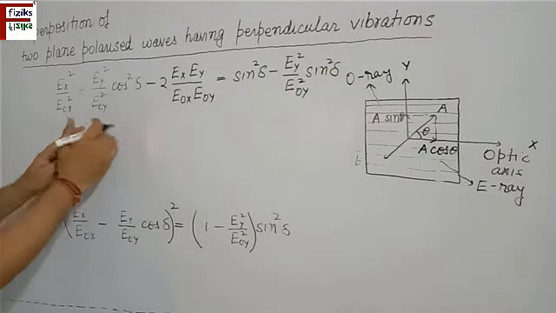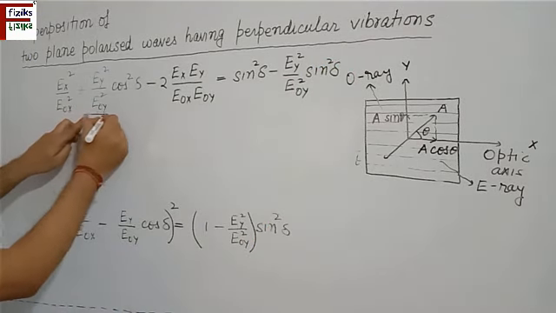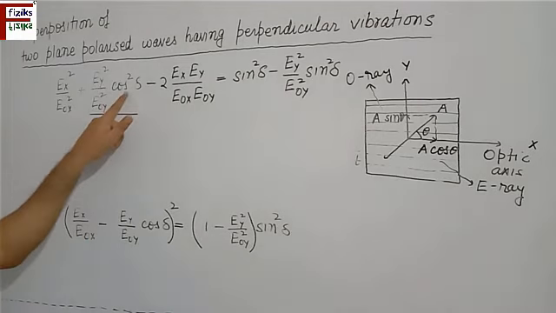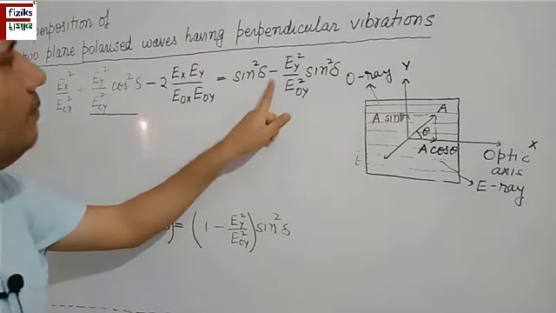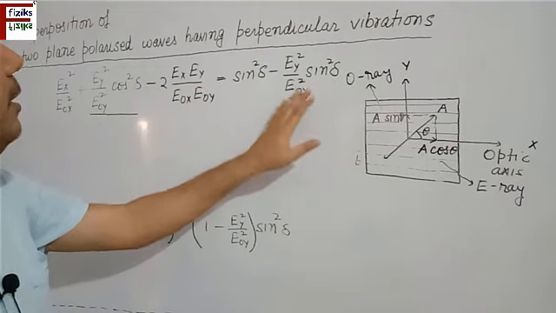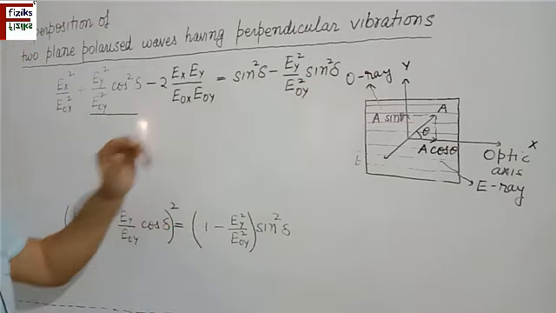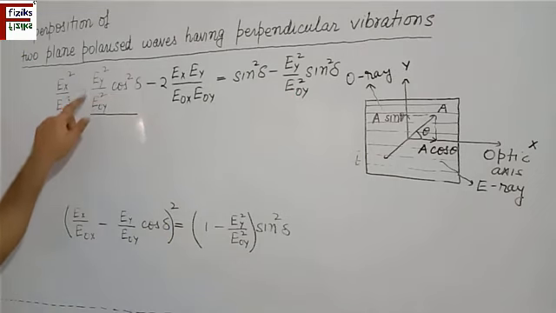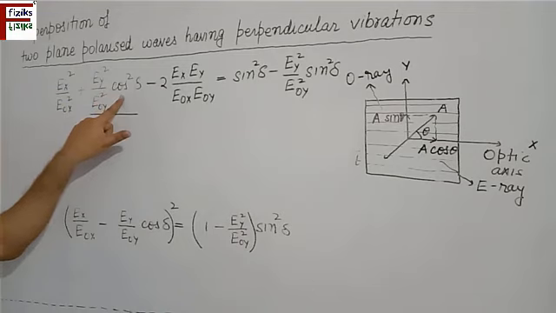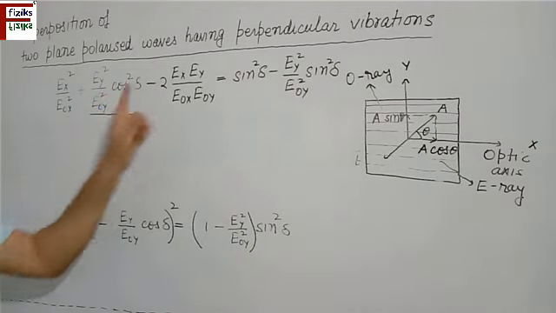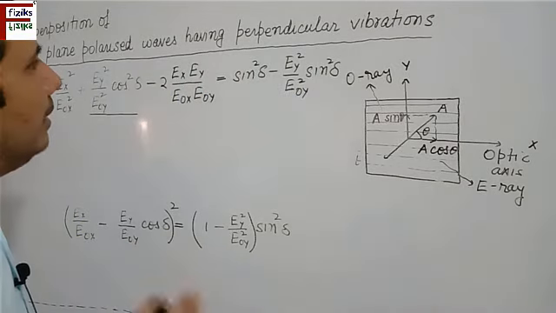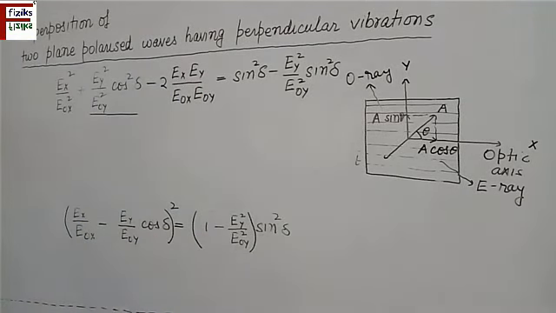Here on the left hand side we have this term Ey square upon E naught y square with cos square delta. On the right hand side we have the same term with sine square delta. So take this term to the left hand side and this term will become Ey square upon E naught y square times cos square delta plus sine square delta. As you are aware, cos square delta plus sine square delta is 1.